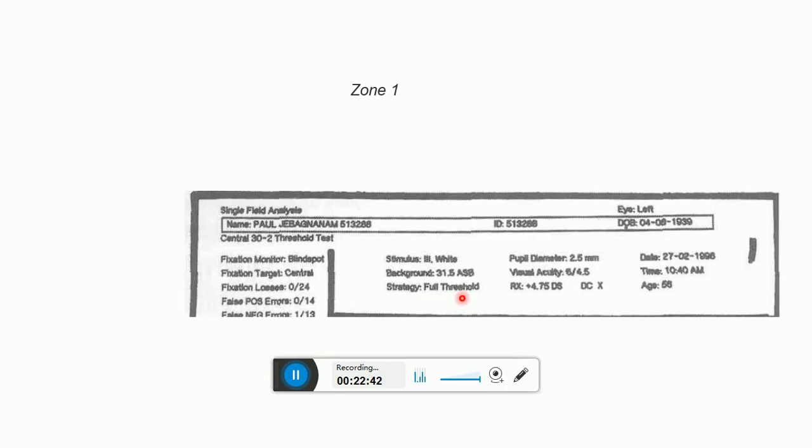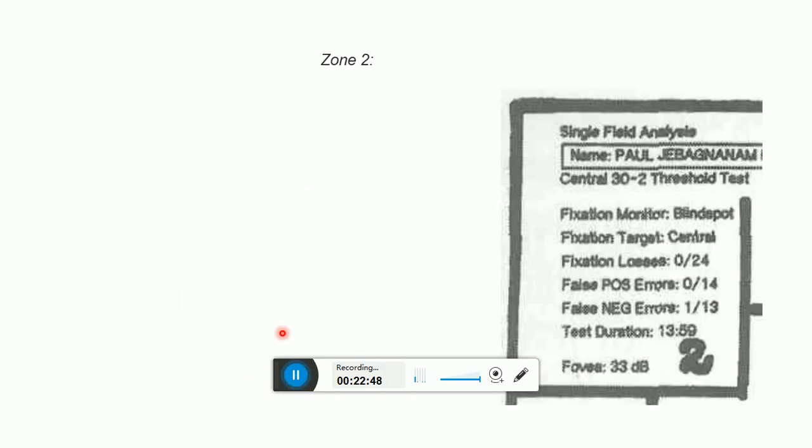This is the strategy used. And this is the refractive correction. Then zone 2. The zone mentions the foveal threshold and the reliability indices.